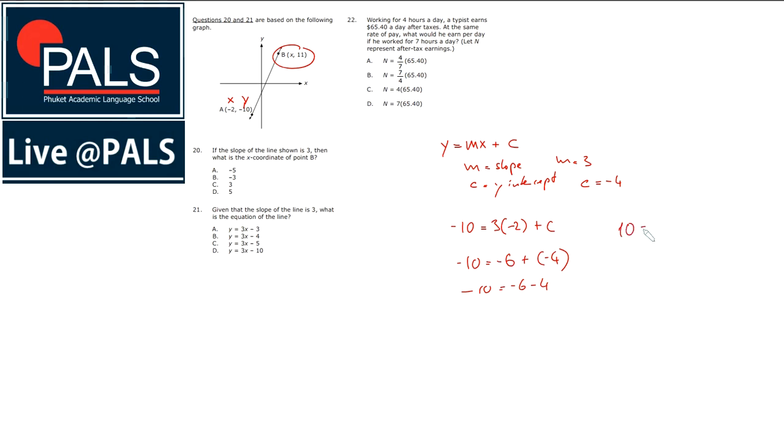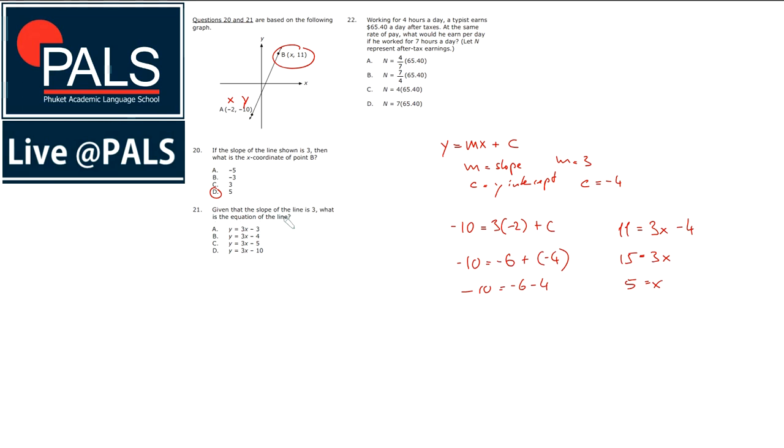11, which is the y, is equal to 3x minus 4. So now we're looking for x, so we're moving the 4 over to the other side, but plussing it, so 11 plus 4 is 15. 15 is equal to 3x. Now we need to divide by 3, and 15 divided by 3 is 5, which is equal to x. Now x is equal to 5. So that is D.